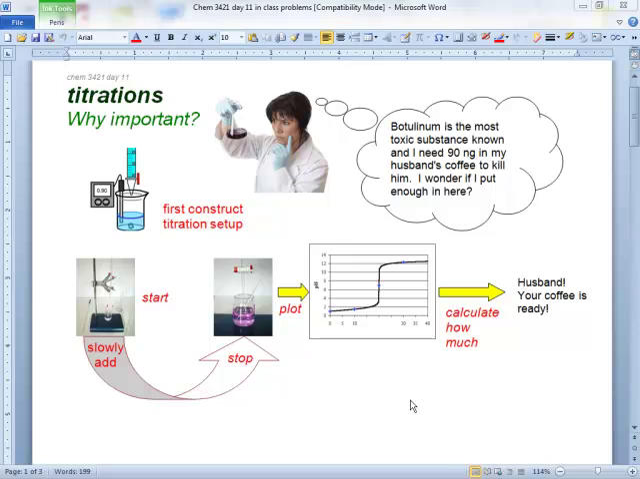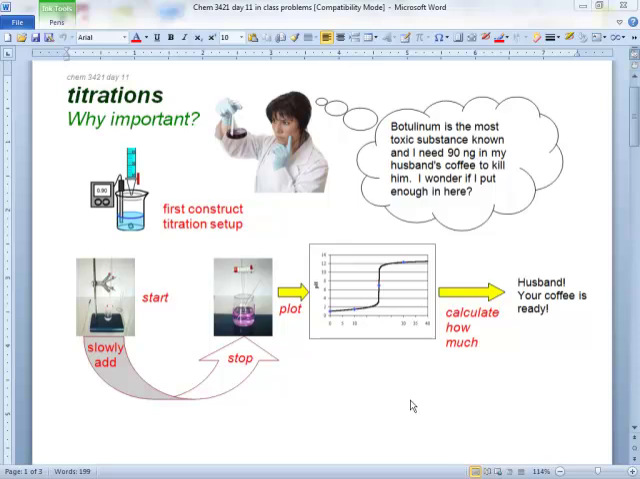90 nanograms is all you need to kill somebody. So she wants to know if she has enough. And this is kind of scary. I mean, terrorism is, you can do a lot with very cheap stuff. And this is just one example.